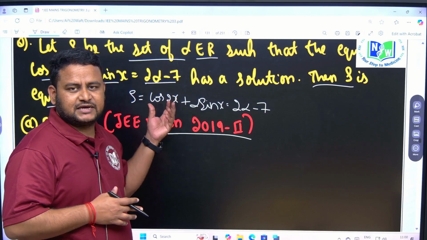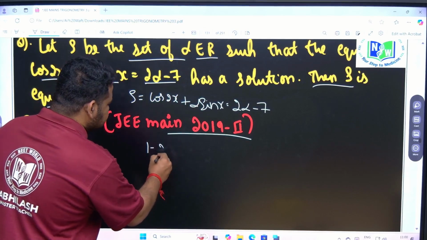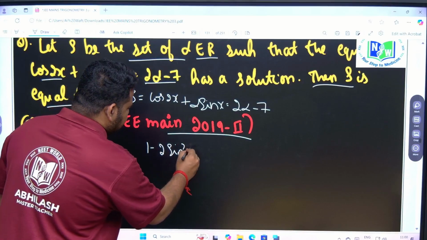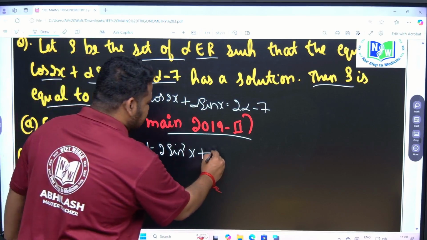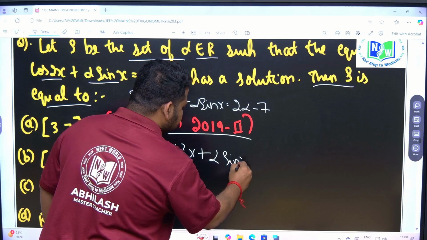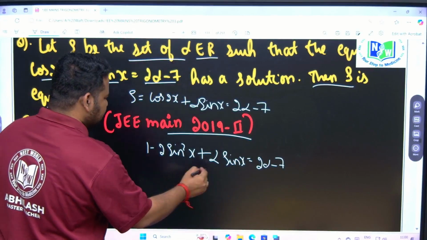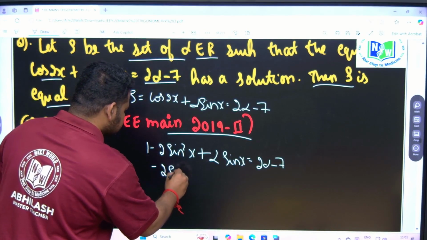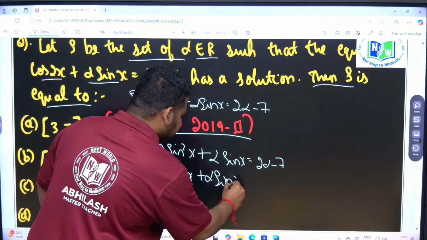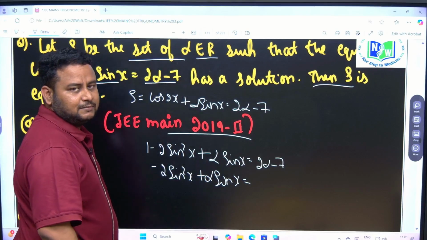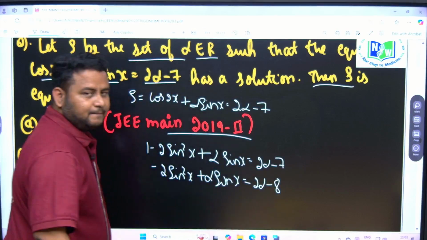So cos 2x we can write as 1 minus 2 sin square x. So this can be written as what, friends? 1 minus 2 sin square x, correct na? So this will be plus alpha sin x is equal to 2 times alpha minus 7. If I send the 1 to that side, what will happen? Minus 2 sin square x plus alpha sin x is equal to 2 times alpha minus 8.